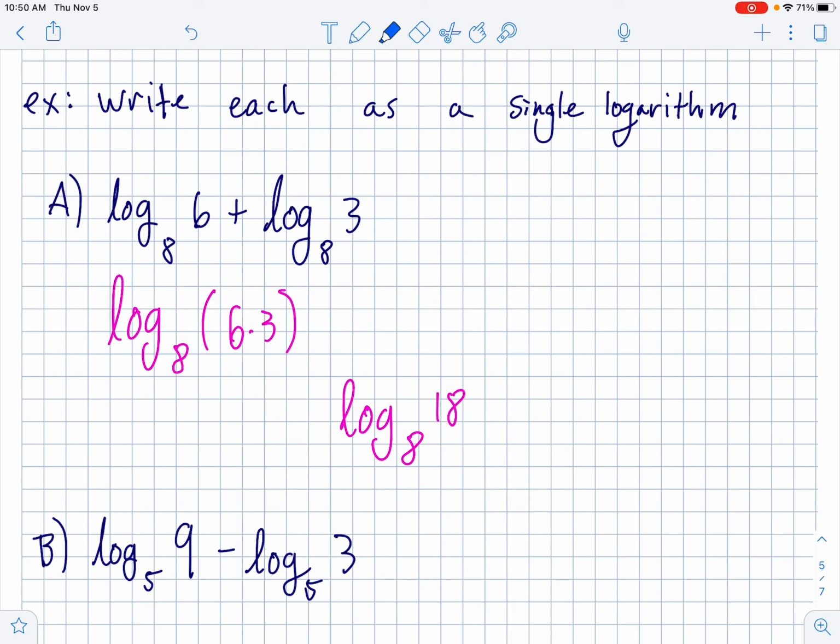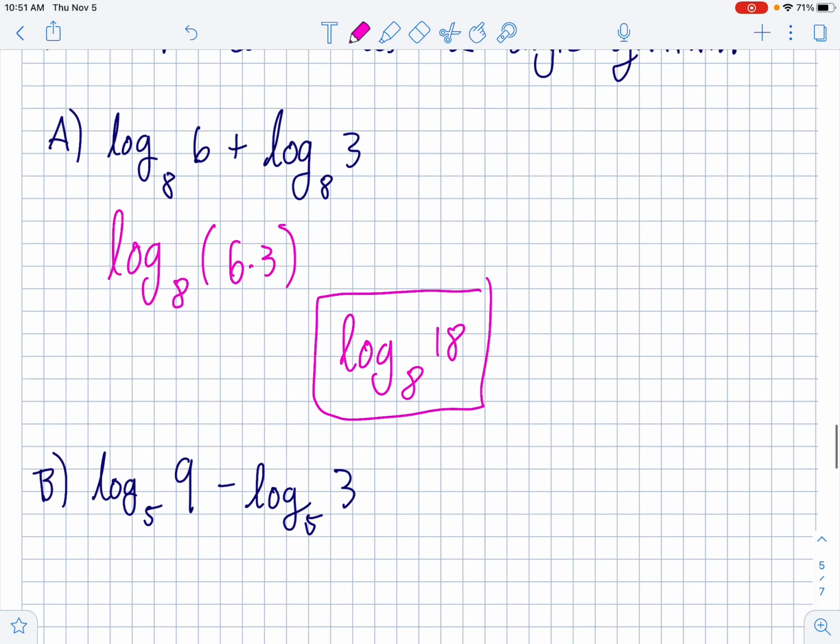The one thing I would do in this case is think, is there a power of 8? If you say this is equal to, is there an 8 to some power that gives me 18? But that's not true. There's no power of 8 that is 18. So this is our final answer. This is simplified, reduced, whatever you want to say.